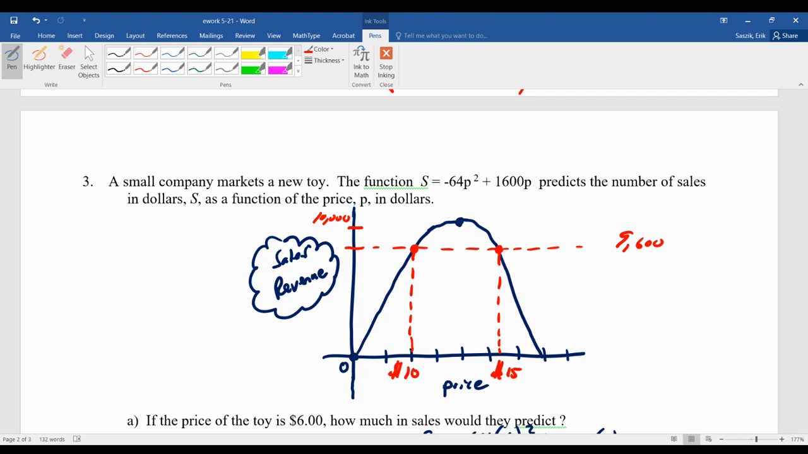You could price your items at $10. You could price them at $15. But pretty much you're shooting for that sweet spot, looking for the vertex. All right. We're going to talk about this together during our lesson. See ya.